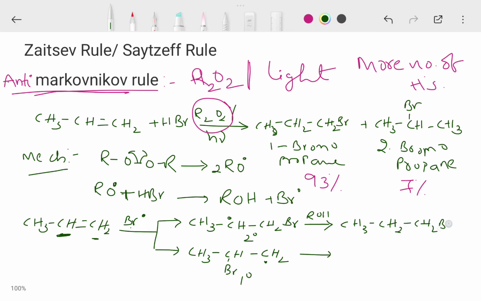That is CH3 CH2 CH2Br, and then CH3 CHBr CH3. The primary free radical is less stable and the secondary free radical is more stable. That's why, in the presence of peroxides, the bromine atom is added to the double-bonded carbon atom containing more hydrogens. This is the anti-Markovnikov rule.